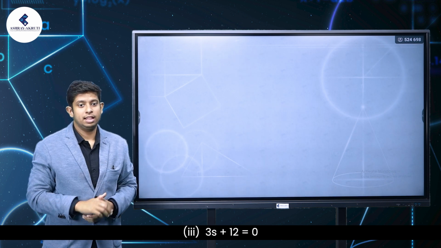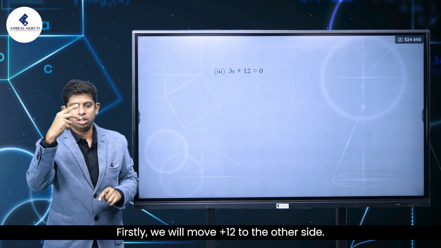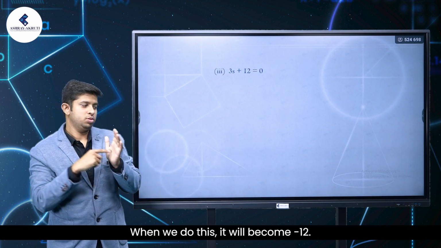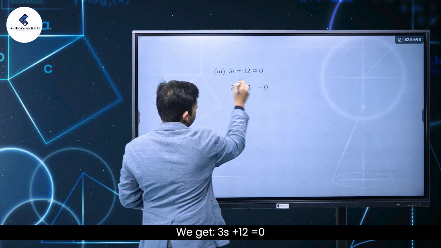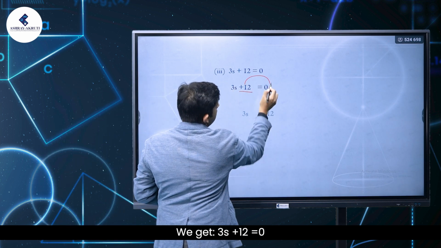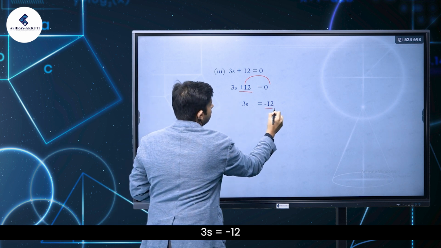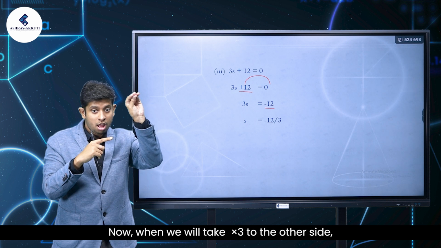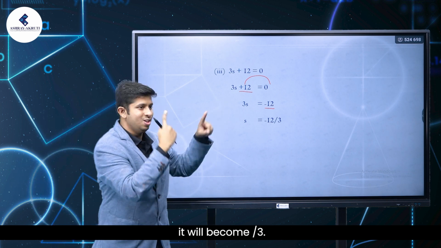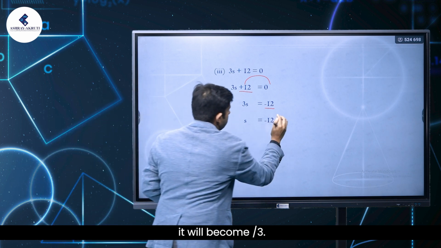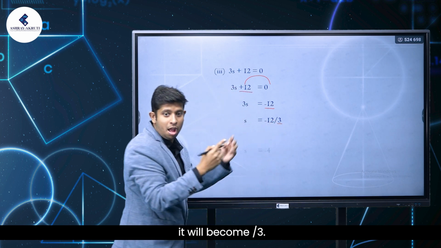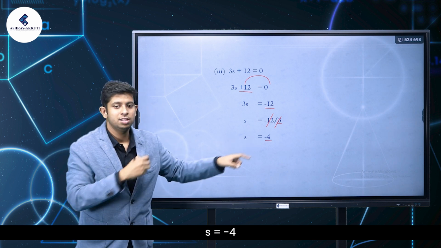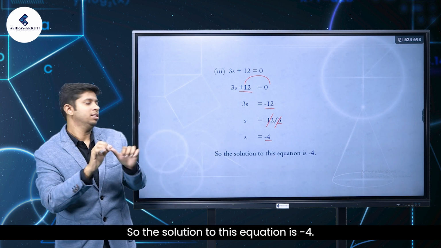Third one, 3x + 12 = 0. Firstly, we will move +12 to the other side. When we do this, it will become -12. We get 3x = -12. Now we will take multiplication by 3 to the other side. It will become division by 3. x = -12 by 3, x = -4. So the solution to this equation is x = -4.